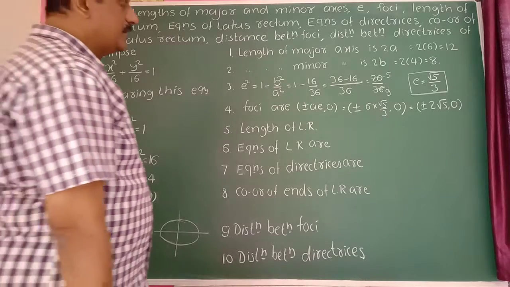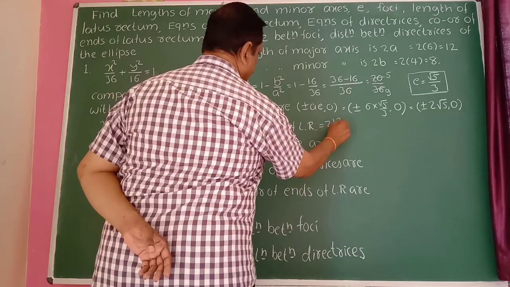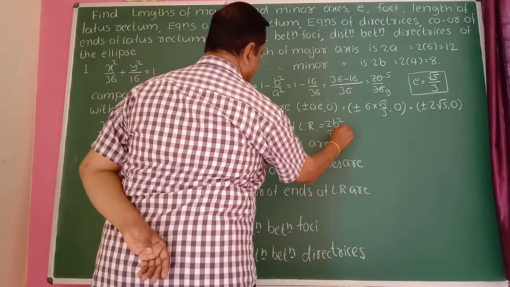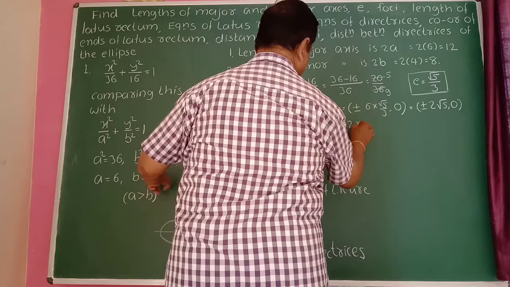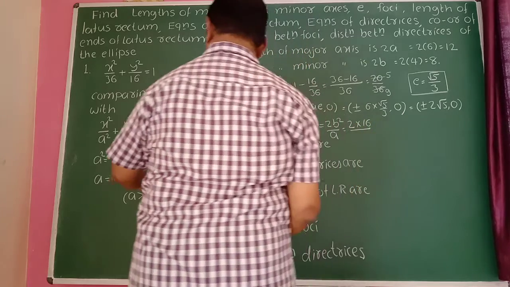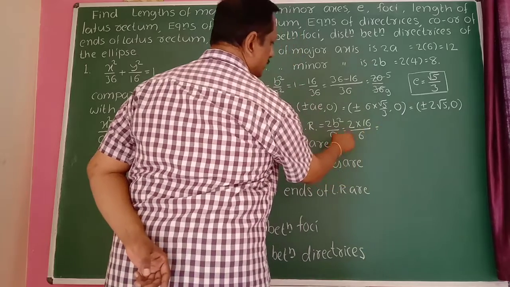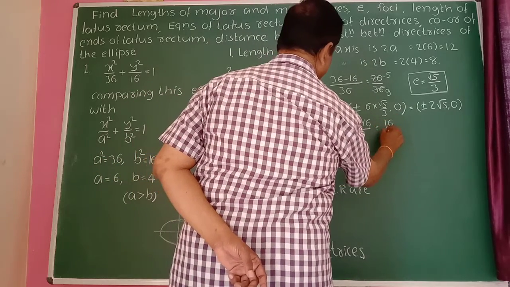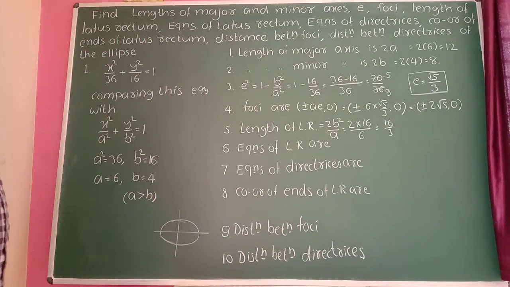Then the length of the latus rectum formula is 2b square divided by a. Then 2 into b square, 16 here, so write 16 and a value 6. Then 2 threes are 6, cancels here. So 16 divided by 3. So the length of the latus rectum is 16 by 3.